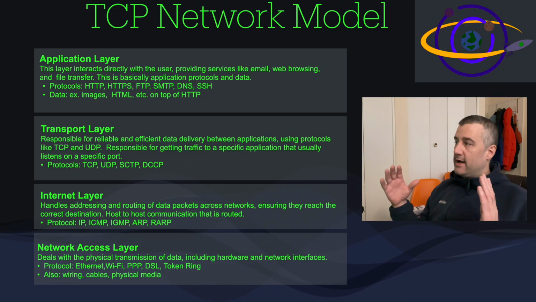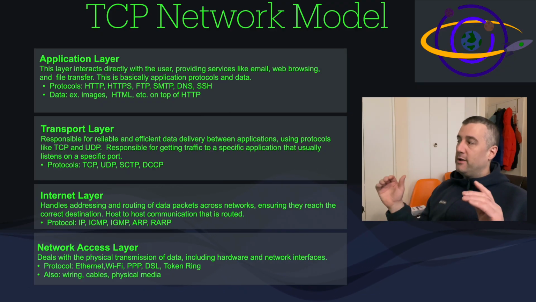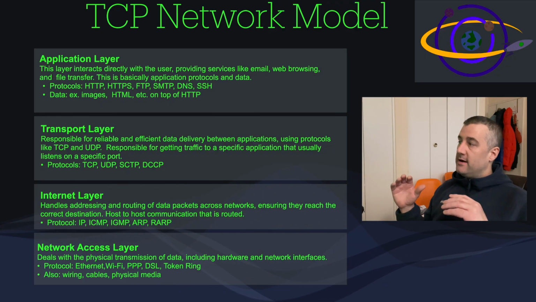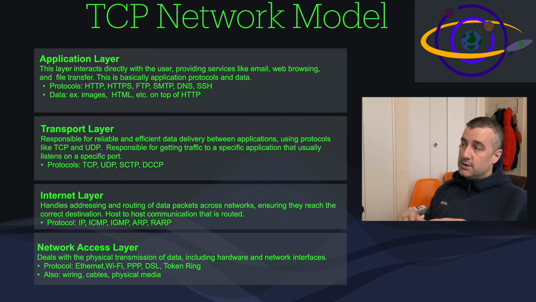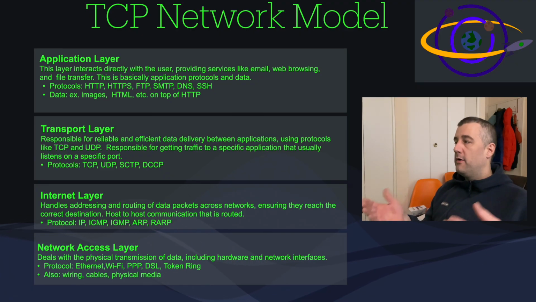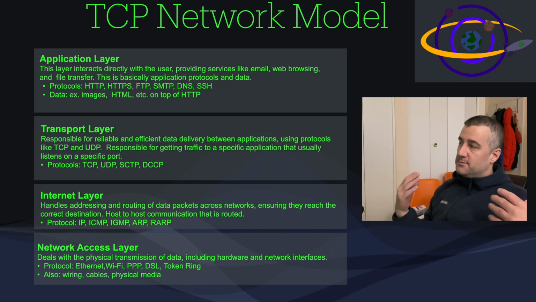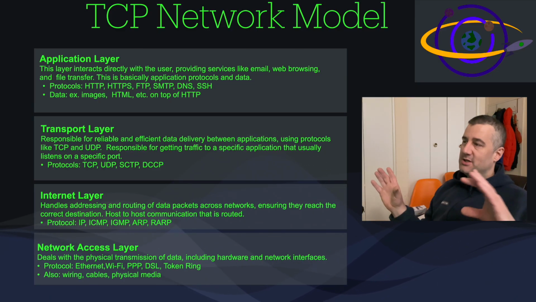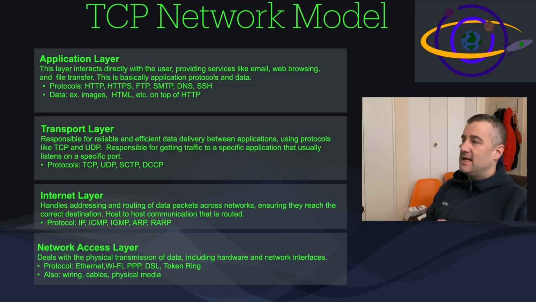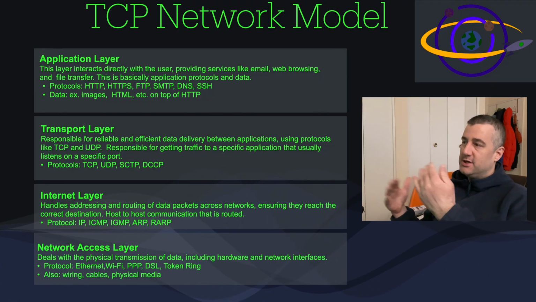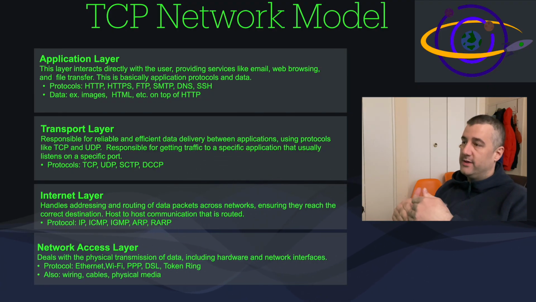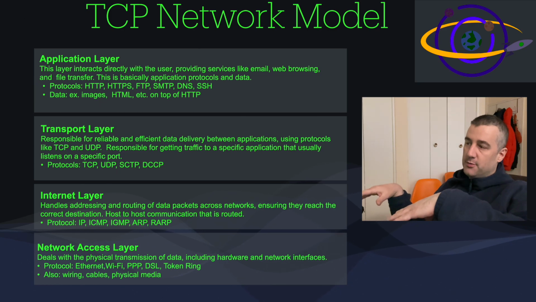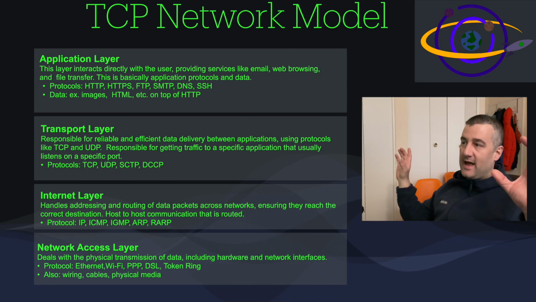So the fourth layer is the application layer. Now, this layer interacts directly with the user, providing services like email, web browsing, and file transfer. This is basically application protocols and data. You could think of this as just data that gets sent to the application, and the application figures out what to do with it. Now, the layer below that, the transport layer, connects to specific applications.